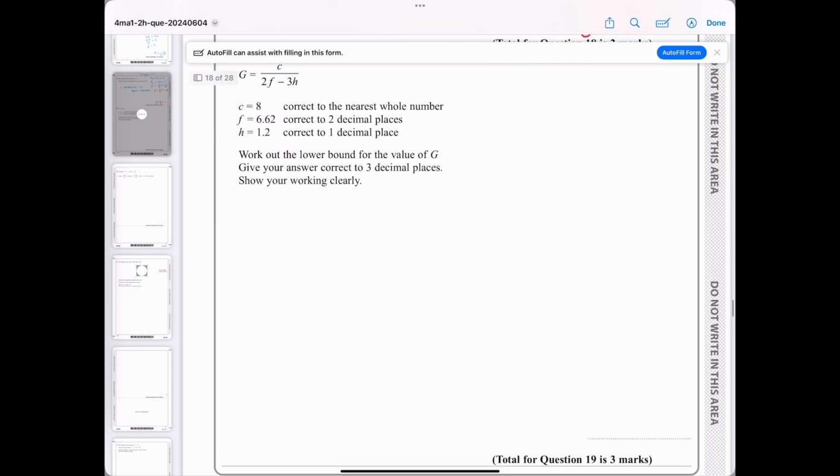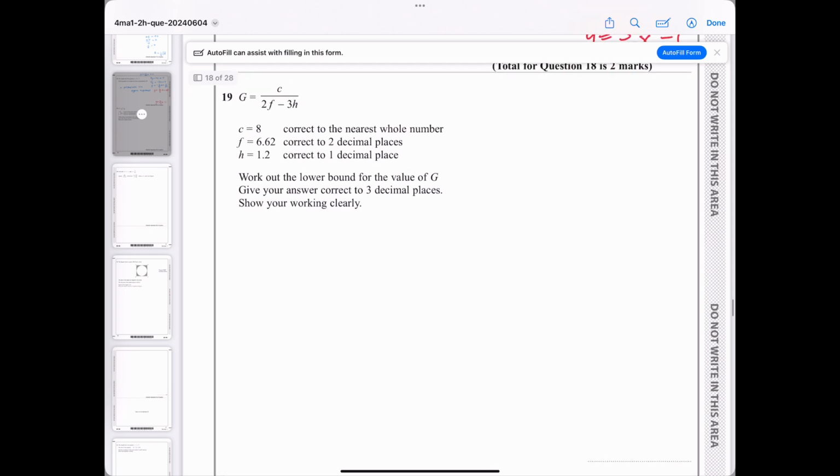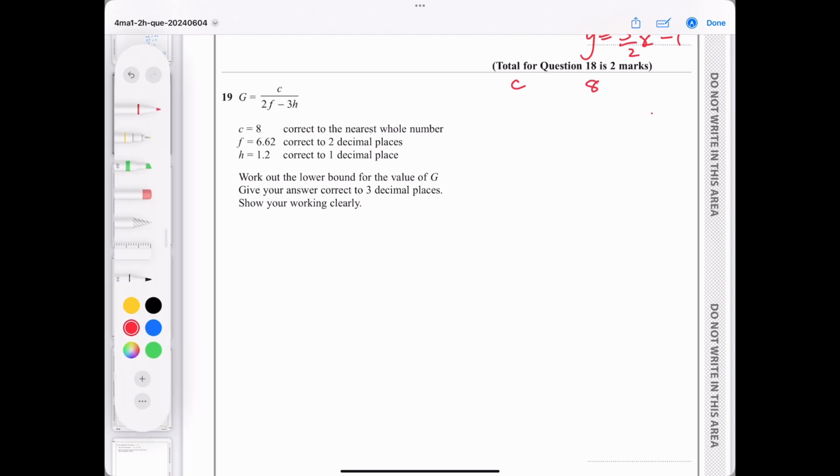Right. Oh, this is bounds. So question 19, G equals C over 2F minus 3H. So let's go through and write this out. C equals 8, correct to the nearest whole number. So C is 8. The nearest whole number up is 9. The nearest whole number down is 7. So the lowest that C could be is 7.5, and the highest that C could be is 8.5. So those are its bounds.